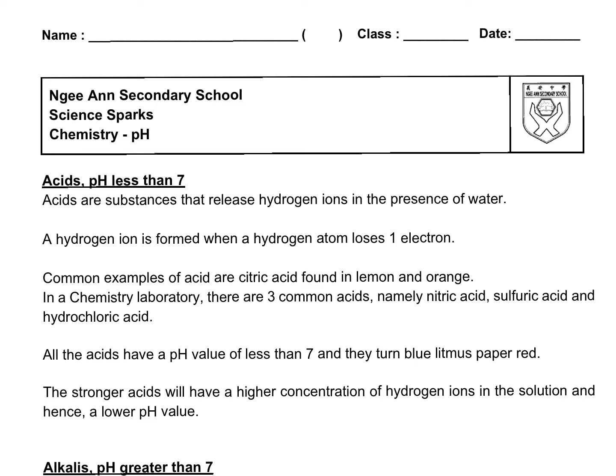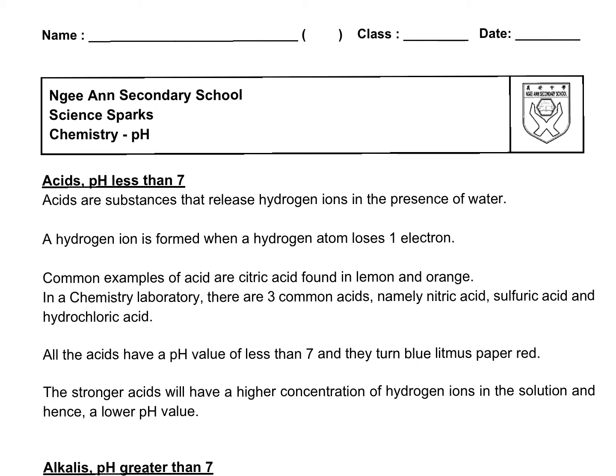For pH, I will need to introduce to you a few things. First is acids. Acids have a pH of less than 7. Acids are substances that release hydrogen ions in the presence of water. And hydrogen ions are positive ions. It's actually the hydrogen atom losing one electron to form a hydrogen ion.